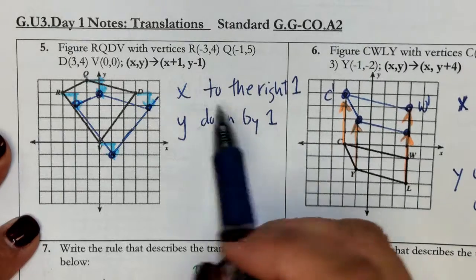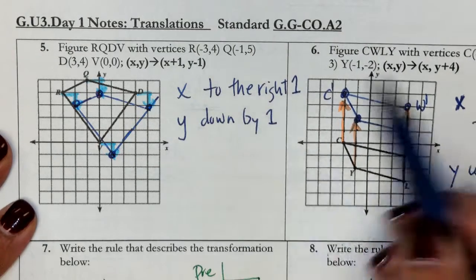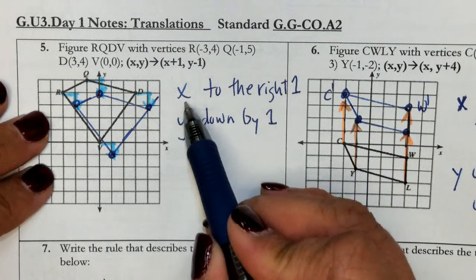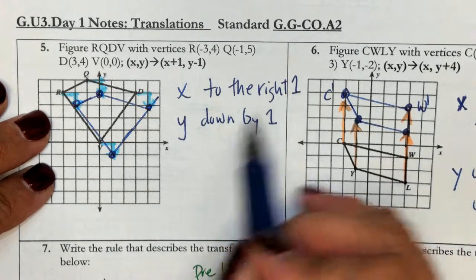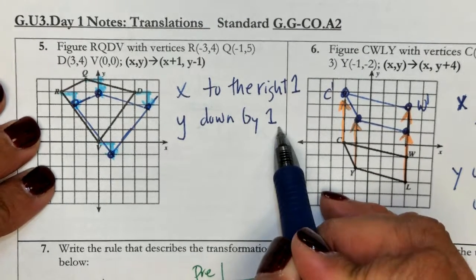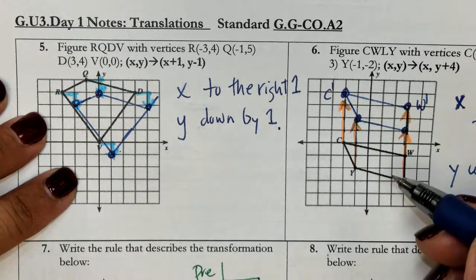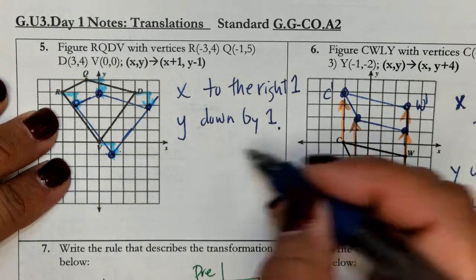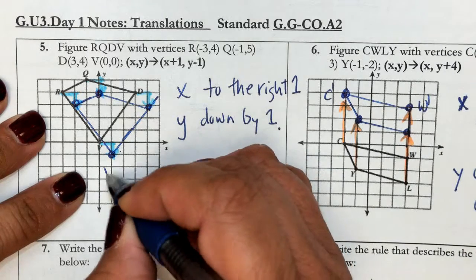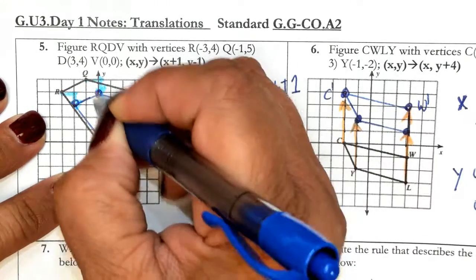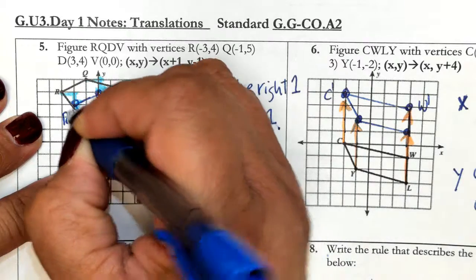I'm going to just show you what it should look like when you're done. And notice how what I did is went back to the old way and said, X, you move it to the right 1, Y, you move down by 1. Okay, so you can see my little arrows, and you can see my labels. Okay, so this is a V prime, that's your D prime, that's your Q prime, and that's your R prime.